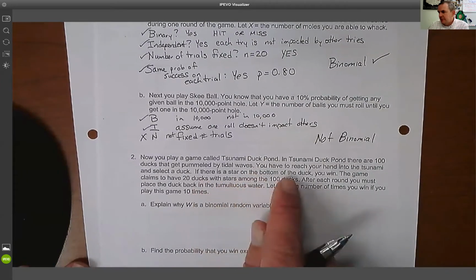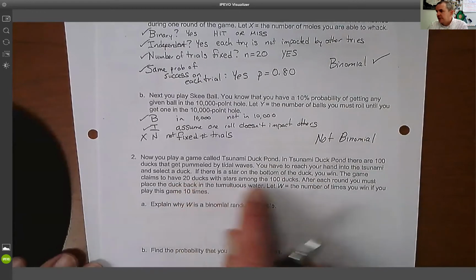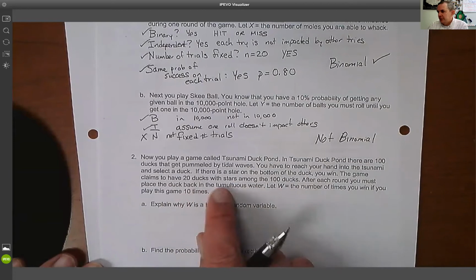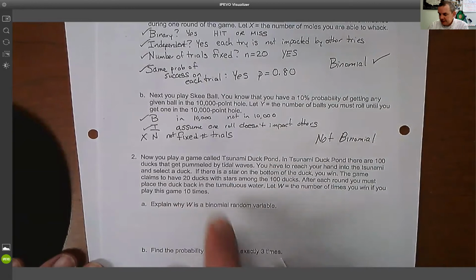If there's a star on the bottom of the duck, you win. The game claims to have 20 ducks with stars among the 100 ducks. After each round, you must place the duck back in the tumultuous water. Let W be the number of times you win if you play this game 10 times.